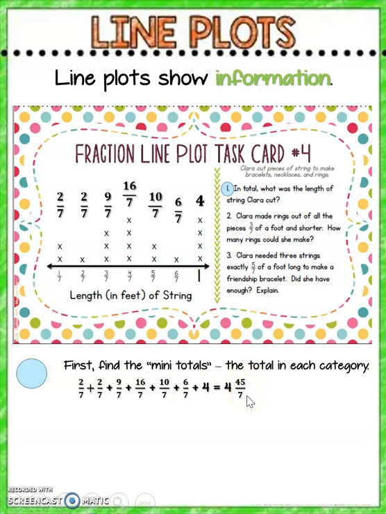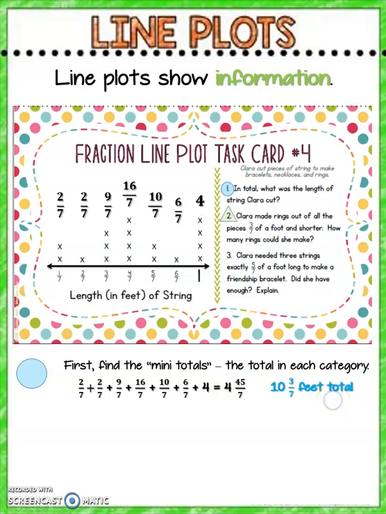Now 45/7 is an improper fraction, and now is definitely the time to change it back to a mixed number. I know that 45/7 is the same as 6 and 3/7, so I can combine the 6 and 3/7 that's represented by my improper fraction with the 4 that I already have for a total of 10 and 3/7 feet.